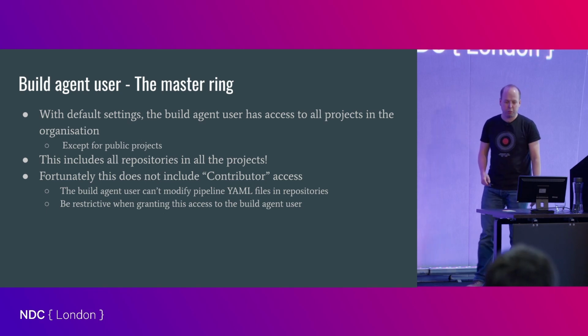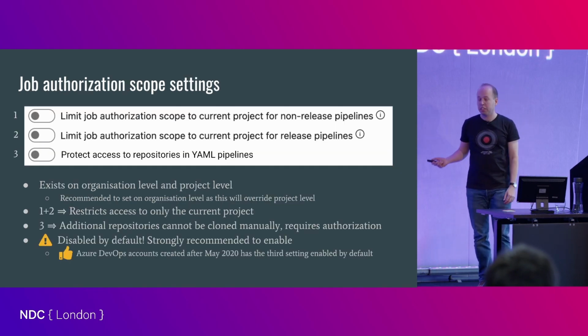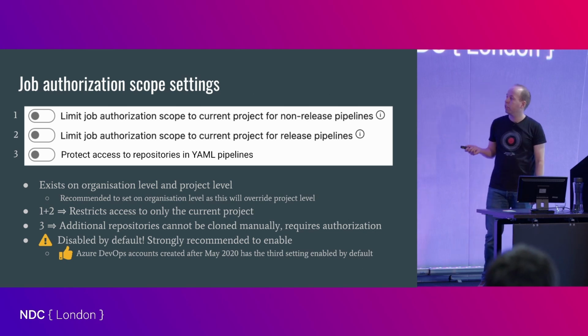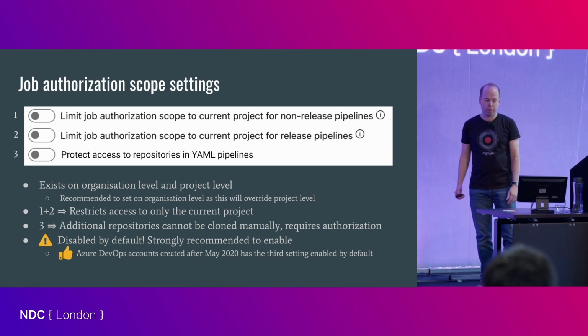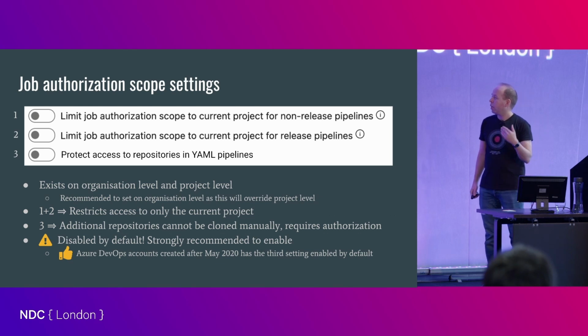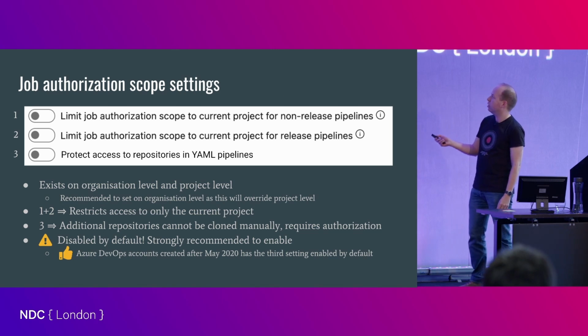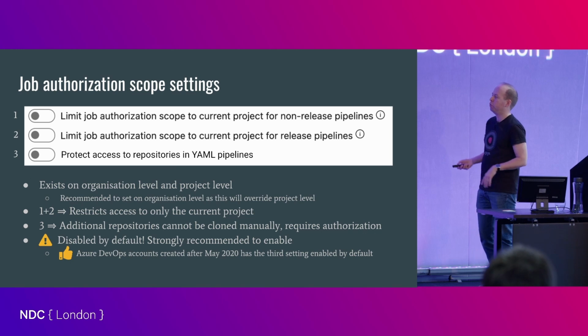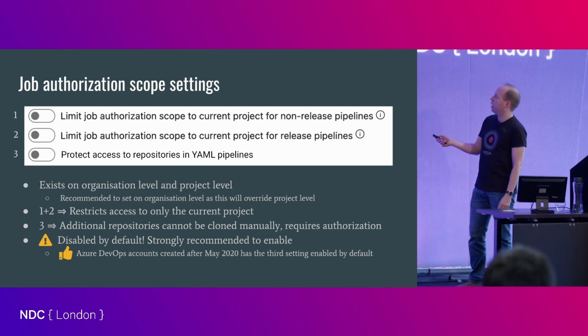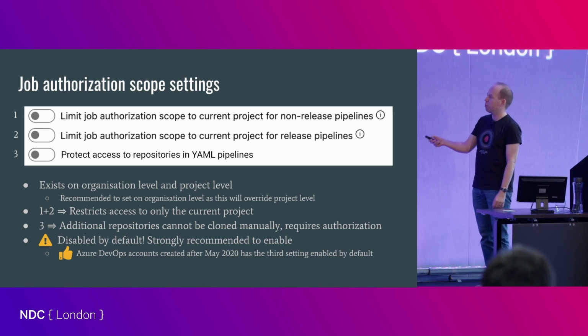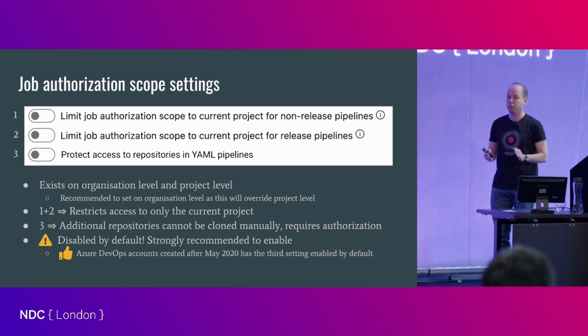But there must be something we can do about this. Yes, there is. On project and also on organizational level, there are a few settings that we should enable called job authorization scope settings. So the first two are related to inter-project access. And this non-release pipeline and release pipeline stuff, if you aren't using the classical ones, you can ignore it. Everything is actually in this category, but doesn't matter. Just enable both of them. When you do that, the build agent won't be able to access across projects, at least. It can still access any repository within your project.